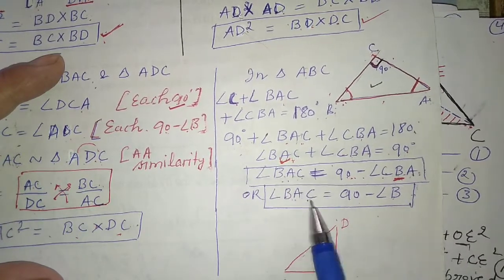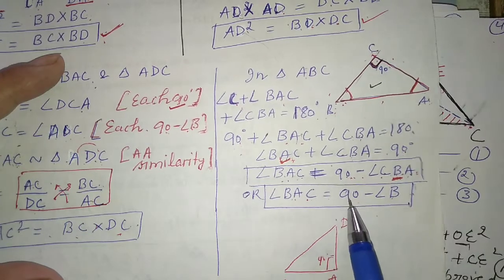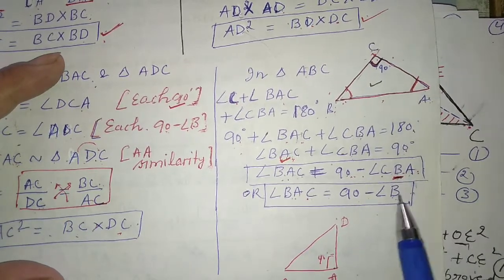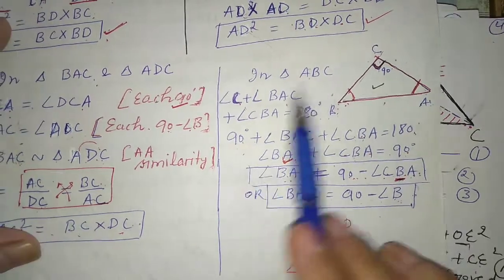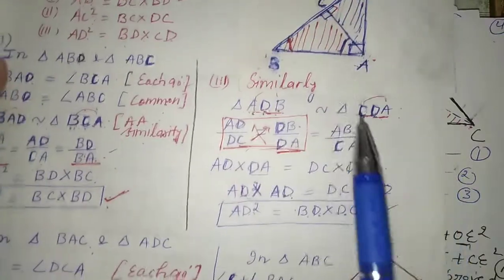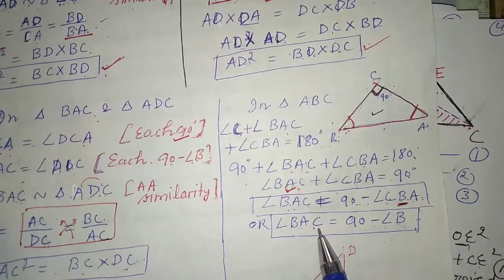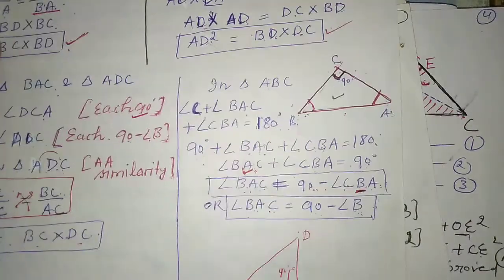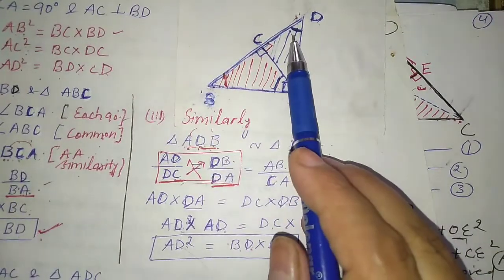So angle BAC is equal to 90 minus B, because B is the center angle. So by the angle sum property in triangle ABC, we have found that angle BAC is equal to 90 minus B. This smaller angle is 90 minus B. Now we have to find this angle D. What is the value of D?